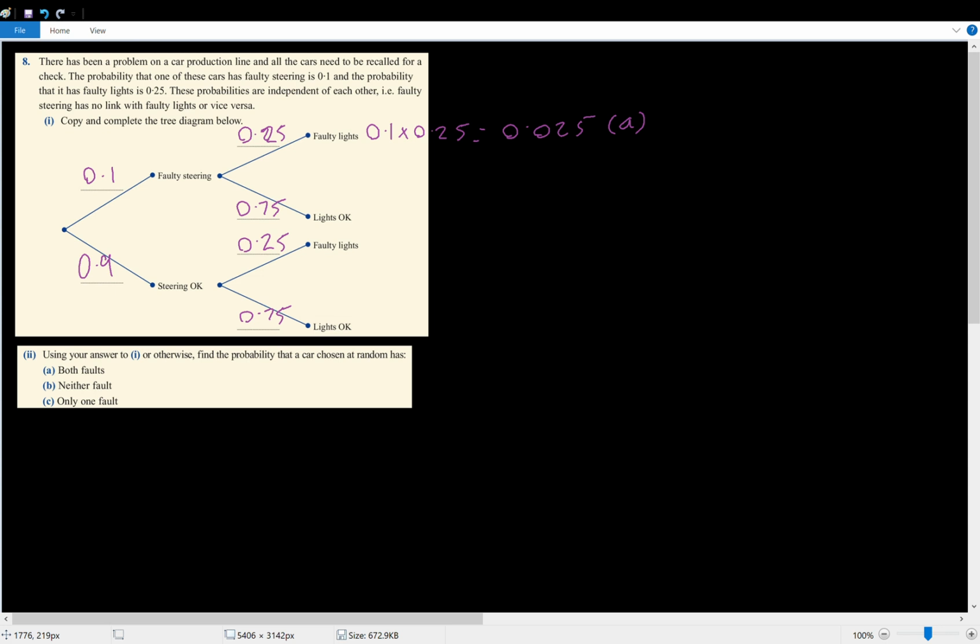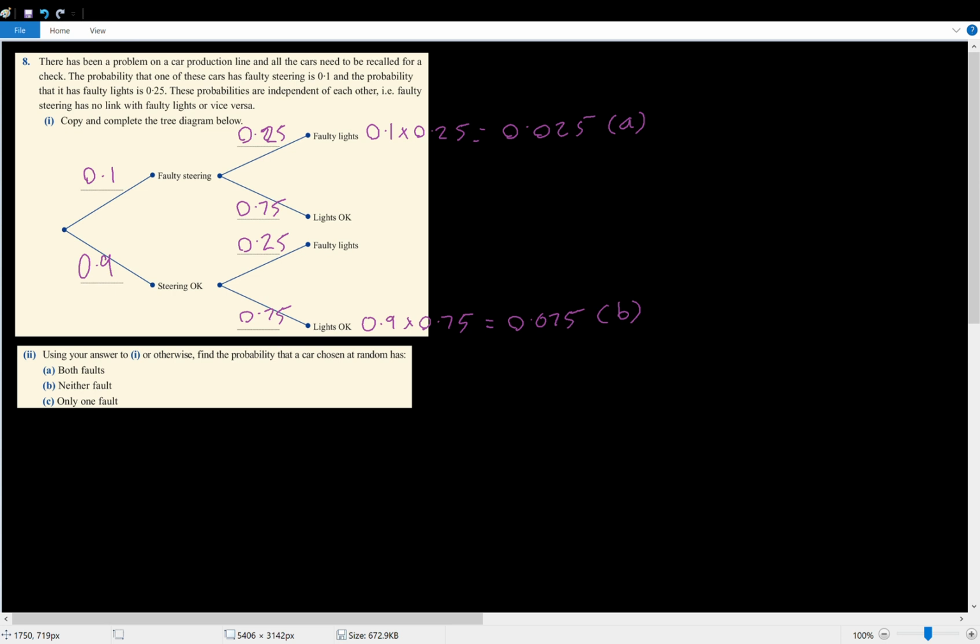For the next one, we've got the probability that it has neither fault. So that'll mean that the steering is okay, and in our next check, the lights are okay. So that'll be this one down here, and that's going to be 0.9 multiplied by 0.75. And that is going to be equal to 0.675. And that's going to be our answer for B.